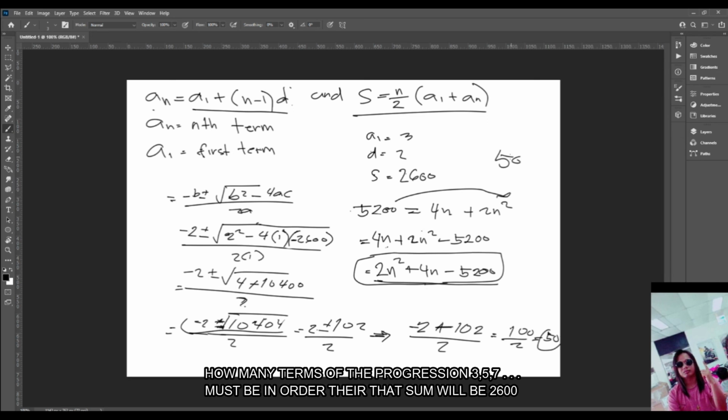Final answer is 50. So the answer to the question, how many terms of the progression 3, 5, 7, and so on must be taken in order that their sum will be 2600, is 50. So n is 50.